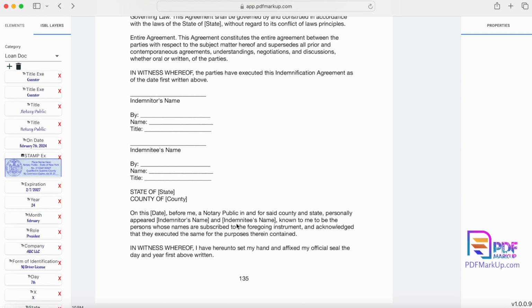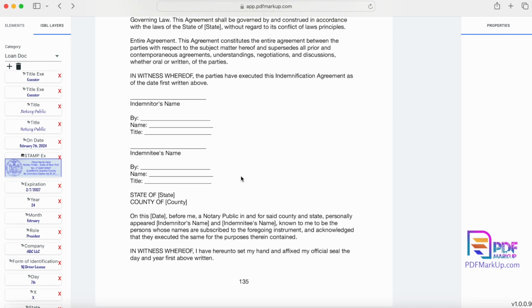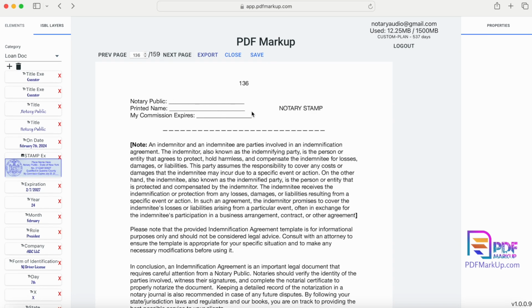Okay, now that you finished reading it, you're going to fill it out. You're going to put the state of, the state you're in, the county that you're in. On this, you're going to put the date, say we're with the 7th, so the 7th day of February, 2024. Before me, a notary public in and for said county and state personally appeared, the indemnitor, which usually will be listed there, but if you read the pages before that, you also know how to tell the difference. And indemnitee, you're going to put their name in there, known to me to be the person whose names are subscribed to the foregoing instrument and acknowledged that they executed the same for the purpose therein contained. Okay? And then you're going to go ahead and notarize the document.